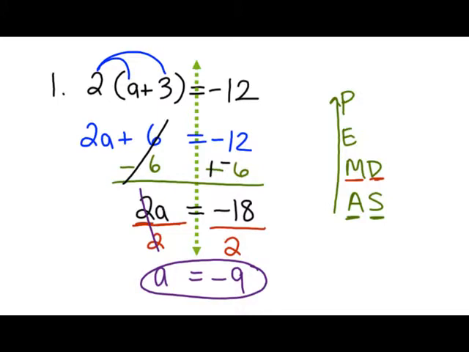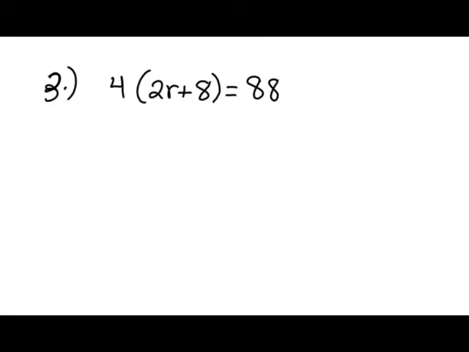Let's try another one. So this is number 2. It says, well, let's skip number 2. Let's go to number 3 on your note sheet. It says 4 times the quantity 2r plus 8 equals 88. So I've got to remember whatever I do to one side, I have to do to the other to keep my equation balanced. So I'm going to draw in my balance line.